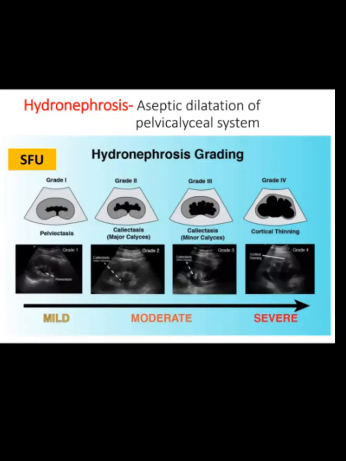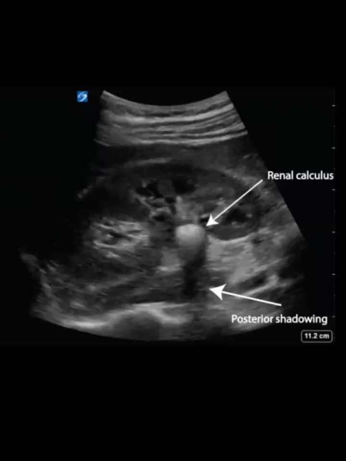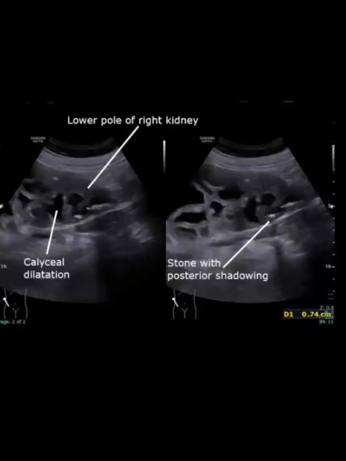Okay, so next, what is it showing? So it is written here. Renal calculus will always show a posterior shadowing. Okay, so it is a picture of stone. Okay, so calyceal dilation, lower pole of the right kidney, stone with a posterior shadowing. You can see the black shadow.